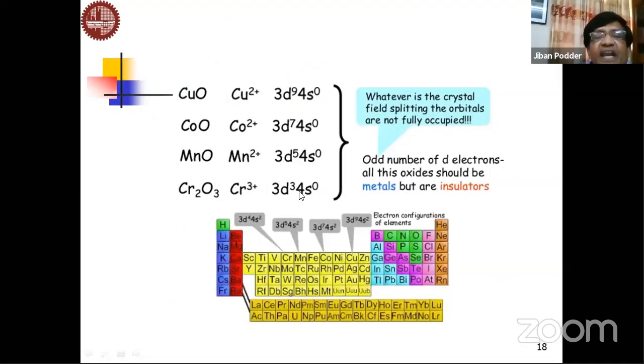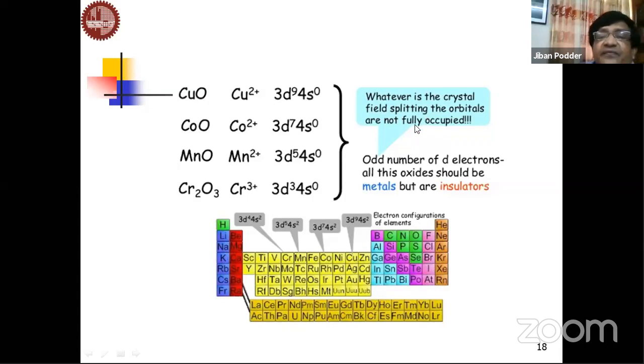If you look at this chart, copper, cobalt, manganese, and chromium, the d shell contains an odd number of electrons: 9, 7, 5, 3. So in the periodic table you see that chromium, cobalt, and copper have an odd number of electrons. So these odd-electron metals sometimes also behave as insulators.